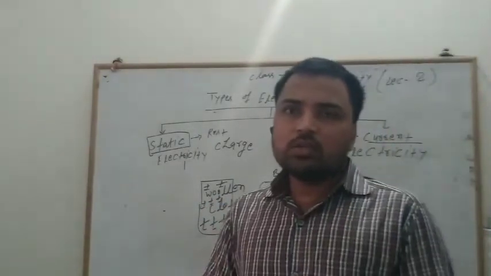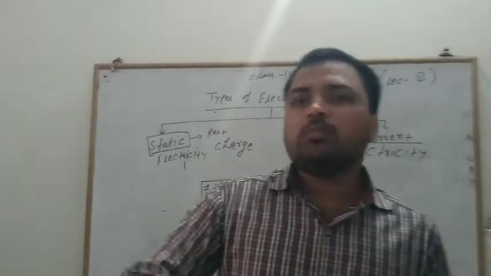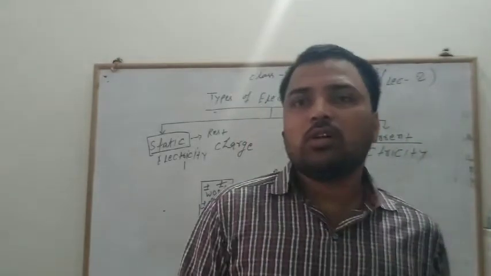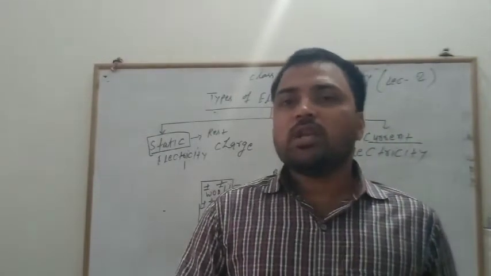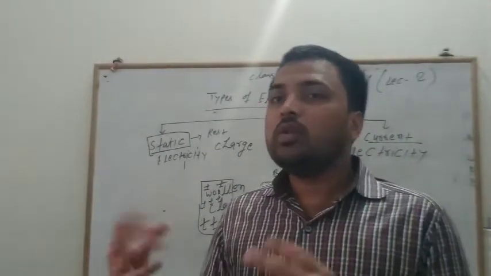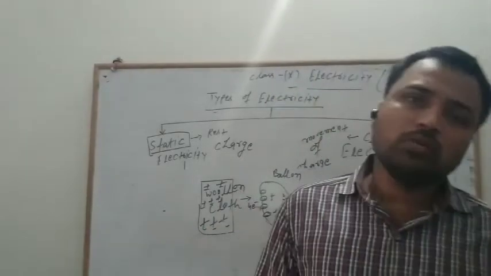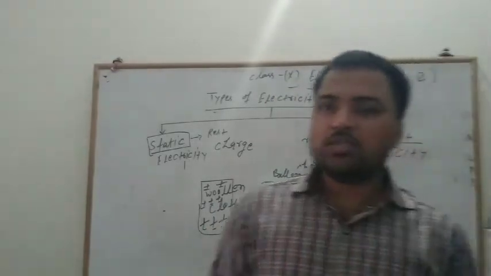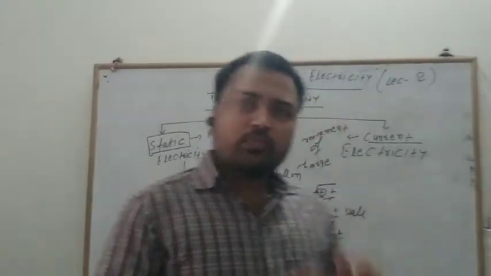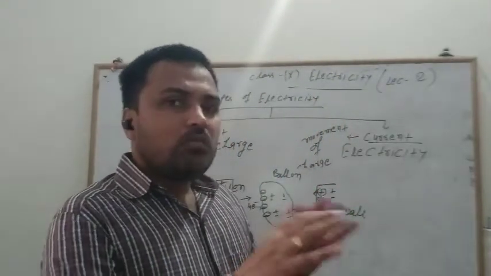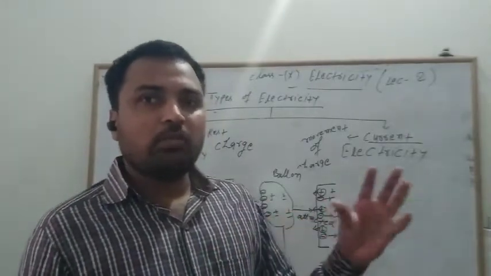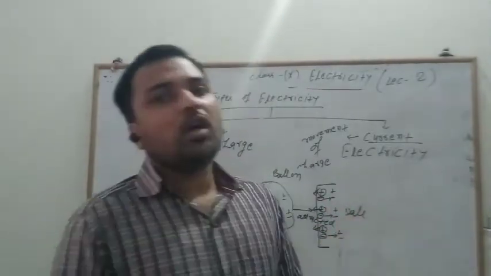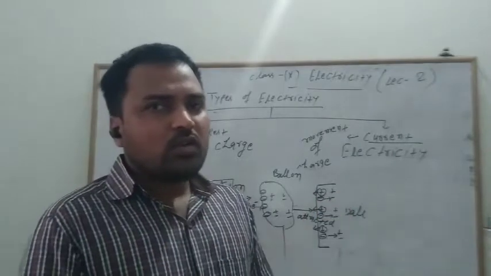So in this example, what we understand is that when the balloon is rubbed with the woolen cloth, there is some transfer of electrons from the woolen cloth to the balloon, and in this way the balloon becomes negatively charged. Now when that balloon comes closer to the wall, we see that the balloon gets attracted toward the wall. So that is called conduction.